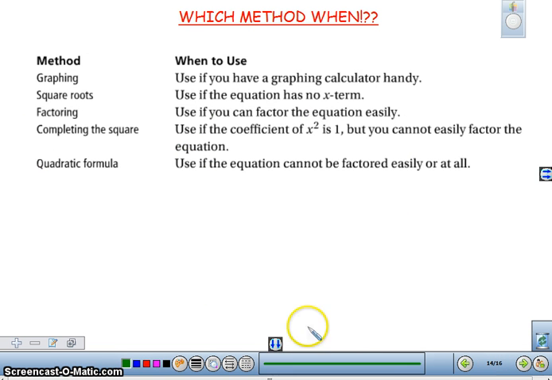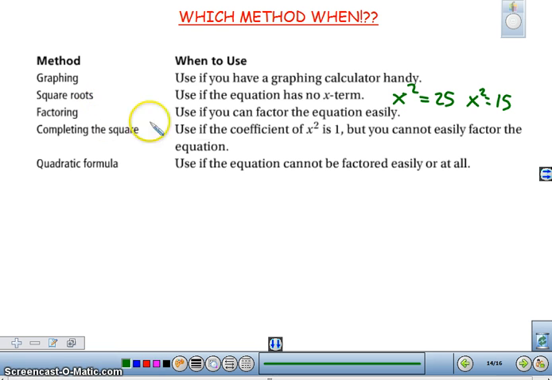As you're finishing that blue notes, the key thing I want you to keep in mind is when do we use each method. For solving quadratics, there's graphing. You use it when you have a graphing calculator. That'd be the key thing. If not, you're going to look at square roots. What do I mean by square roots? That means you have no middle x term. You only have an x squared equals 25, or x squared is equal to 15. That's an easy and quick way to solve, by taking your square roots.